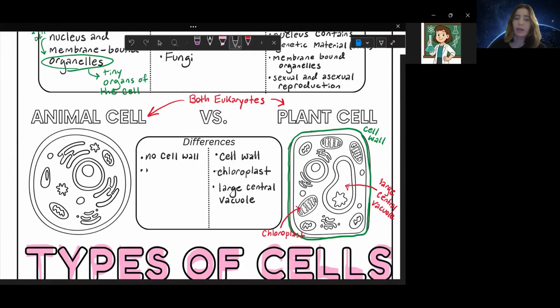In contrast, the animal cell does not have a cell wall, so it has a membrane, which is still like an outer layer that keeps everything in, but it does not have that nice structured wall on the outside. There are no chloroplasts because animal cells can't do photosynthesis, and there are small or no vacuoles. As you can see, though, there are some similarities. They're still eukaryotes after all.